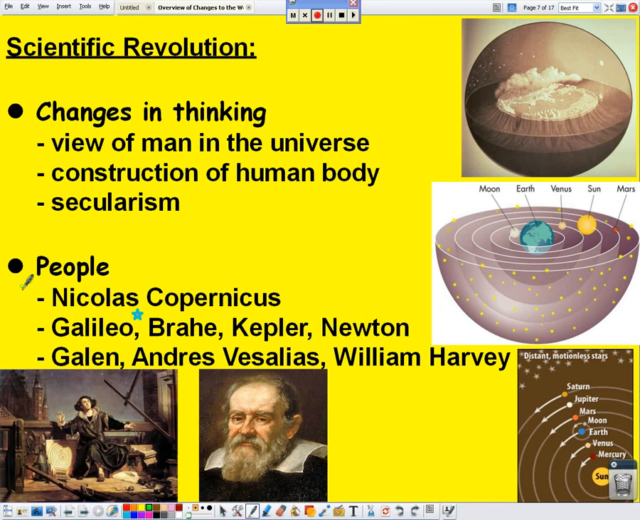Now, he publishes it just before he dies because he knows nobody's going to believe him. Because they're going to look at all his math and go, I don't get it, but that doesn't look like the universe to me. Plus, it goes against the teachings of the church. And when you go against the teachings of the church, who do you typically make very, very mad? The Pope and God.